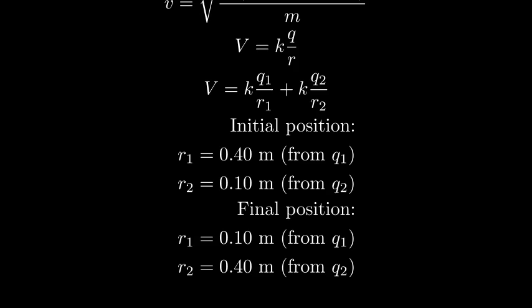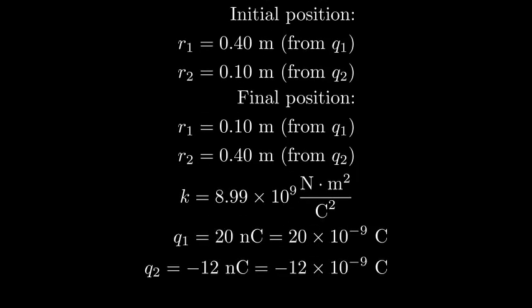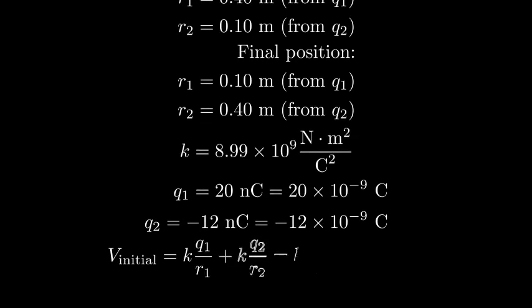Let's calculate the potentials numerically. First, we need Coulomb's constant. k equals 8.99 times 10 to the 9th newton meter squared per coulomb squared. And we need to convert our charges to coulombs. Q1 equals 20 nanocoulombs equals 20 times 10 to the minus 9 coulombs. Q2 equals negative 12 nanocoulombs equals negative 12 times 10 to the minus 9 coulombs. For the initial position, the potential is V initial equals k times Q1 divided by R1 plus k times Q2 divided by R2, equals k times the quantity Q1 divided by 0.40 plus Q2 divided by 0.10.